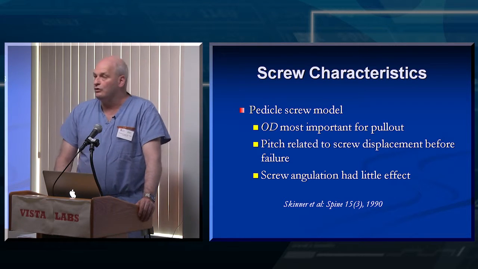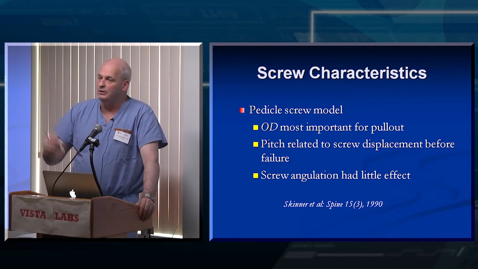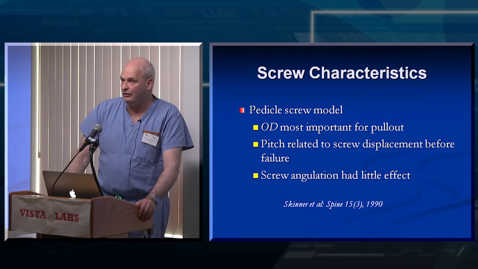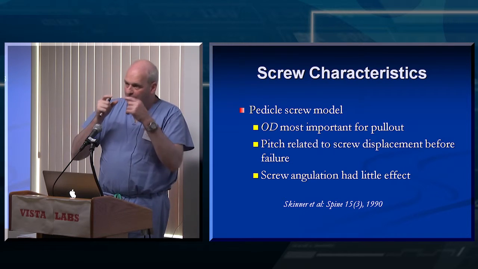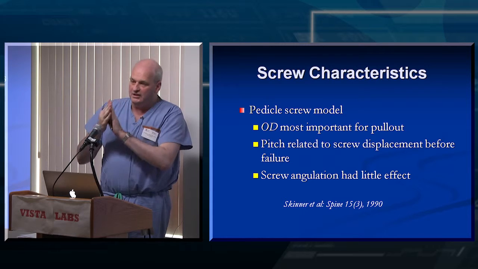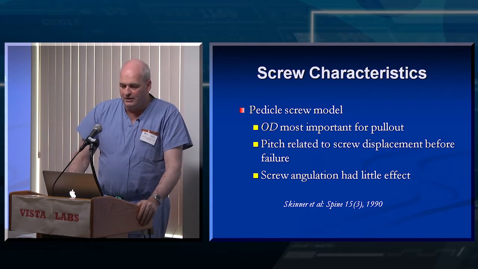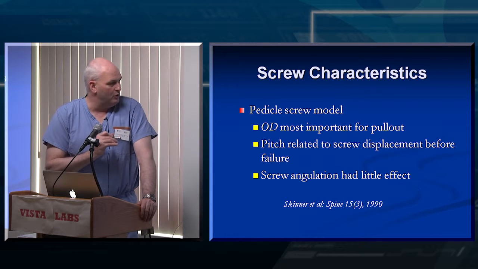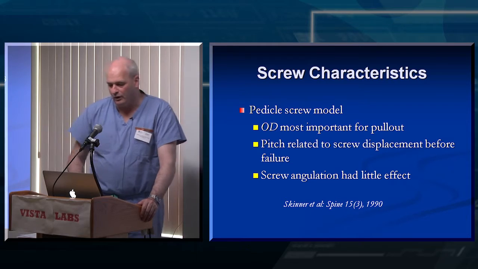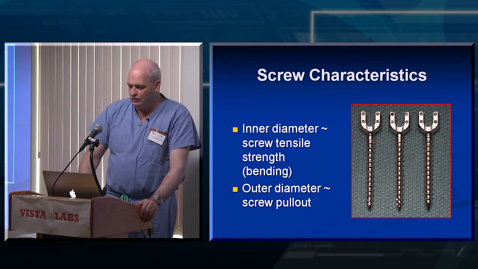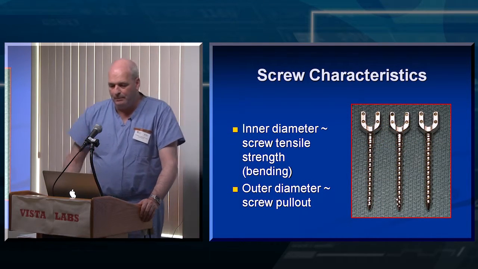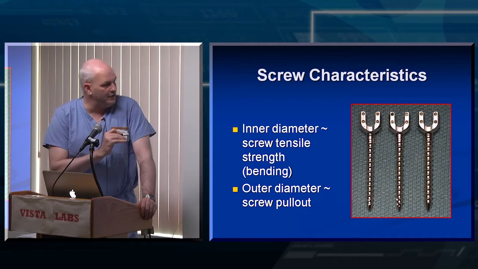Basically, the pull-out of screws occurs by shearing the material between the different threads. So what happens is you break that little ridge of bone that sits between each of them. So again, the most important factors are the outer diameter of the screw, the length of the screw, and how strong your bone is. Now, the screw strength itself is dependent upon the inner diameter.